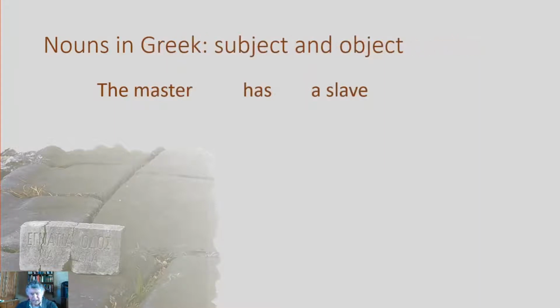Let's have a look at that same sentence then. The master has a slave. We've gone back to the beginning. And let's look at it in Greek. So that was the English. This is the Greek. Now, in fact, I've left out the, which you can do in Greek, but more of that at another time. And I've missed out the which we have to do in Greek. More of that in a moment. And so we end up with kurios eche doulon. Master has a slave.